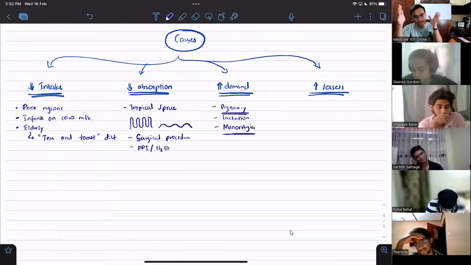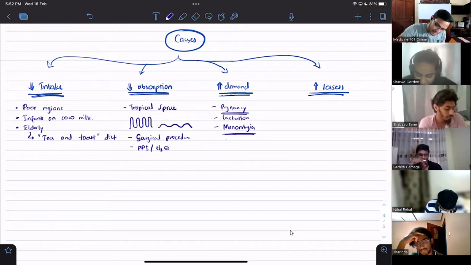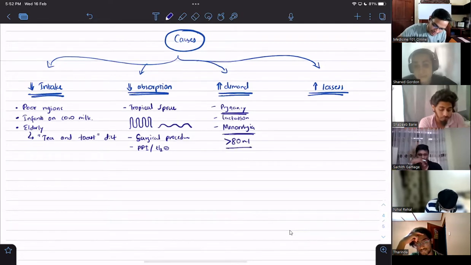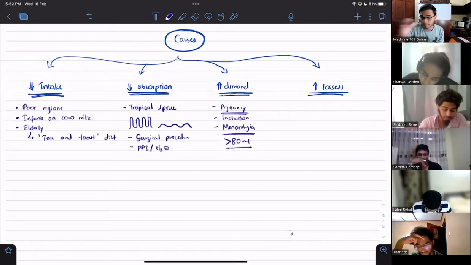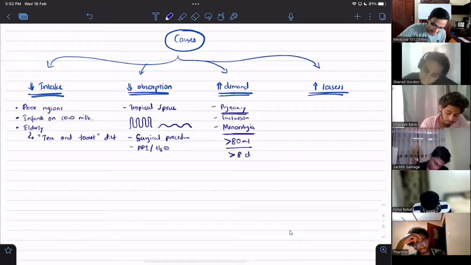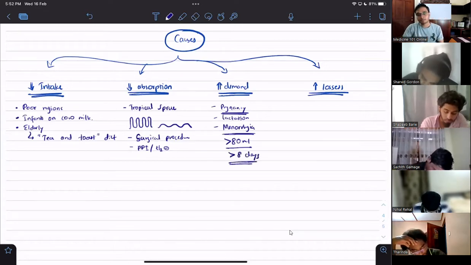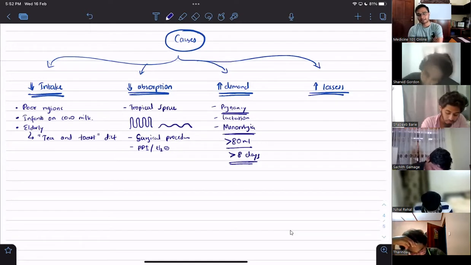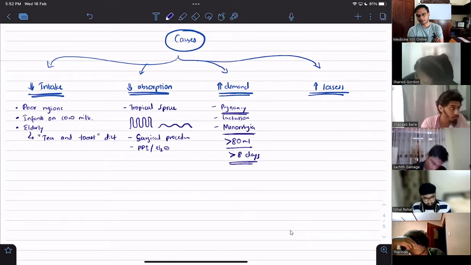So you all know, one period lasts for about 5 days of bleeding, right? There you lose about 30 to 40 ml. Menorrhagia is if you lose greater than 80 ml, or another definition is if the period is greater than 8 days. Bleeding for more than 8 days or loss of more than 80 ml of blood, this is menorrhagia, right? So when that is there, also increased demand.